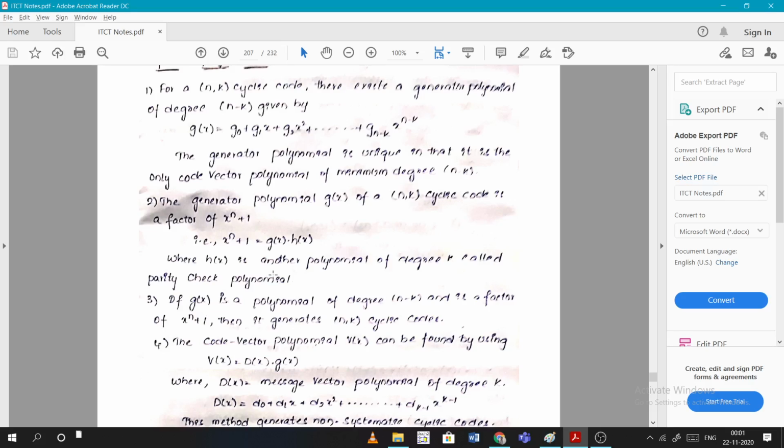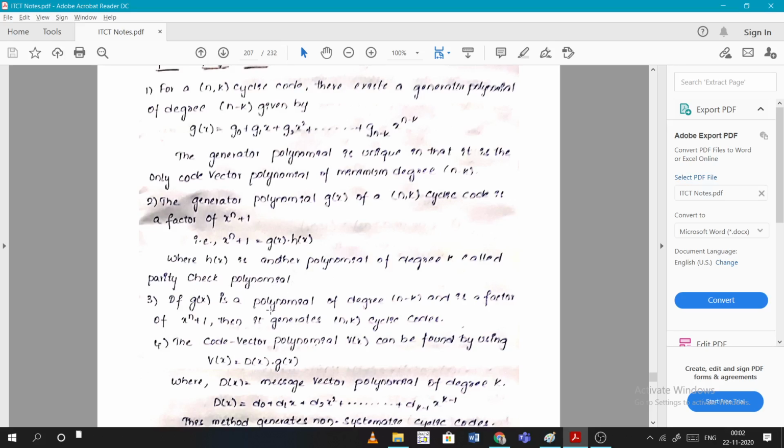Now if g(x) is a polynomial of degree n minus k and it is a factor, what is in the third point is the reverse of it. If g(x) is a factor of x^n + 1, then that (n, k) code will be cyclic. In the reverse way it is saying. Here first we took the (n, k) code as cyclic, and then we wrote this expression. Now we wrote this expression, and then we are telling that it is a cyclic code. So vice versa.